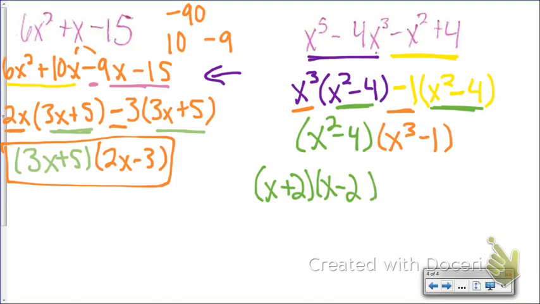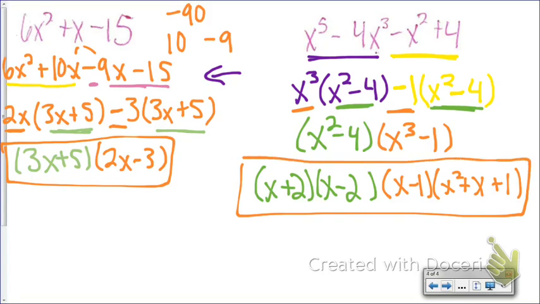And then the second one, that's a difference of cubes. So I know the cube root of the first term is x, the cube root of the second term is 1. So this is going to factor using my difference of cubes formula that, again, I've already done. That's going to factor into x minus 1 and x squared plus x plus 1. And now that equation is fully factored. And that's it for factoring.